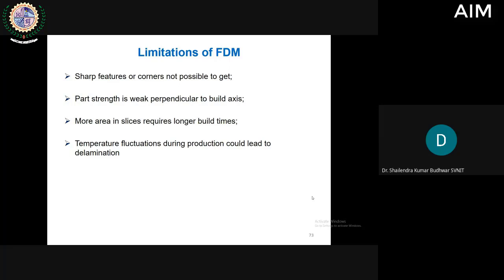Pore area in slices requires longer build time. If the area of that part is large, then obviously it will require more time. Temperature fluctuation during production could lead to delamination. If there is any temperature fluctuation, then obviously there may be delamination of the layers of the part.